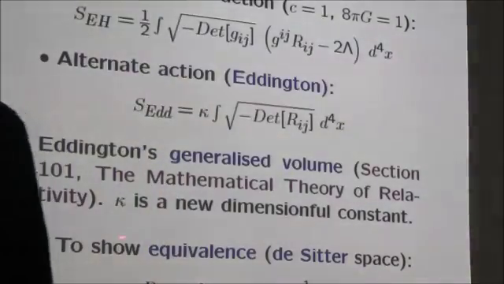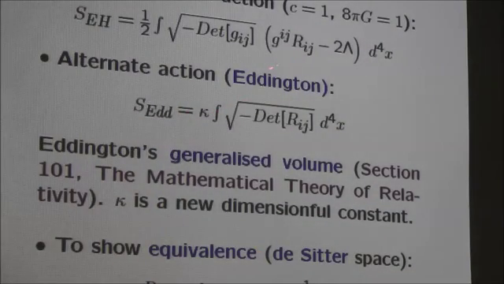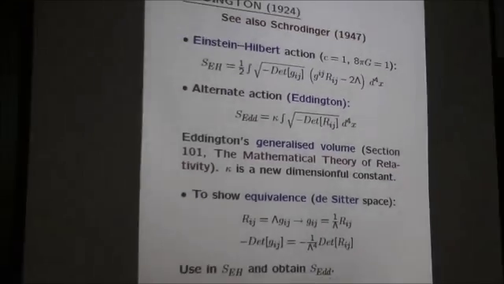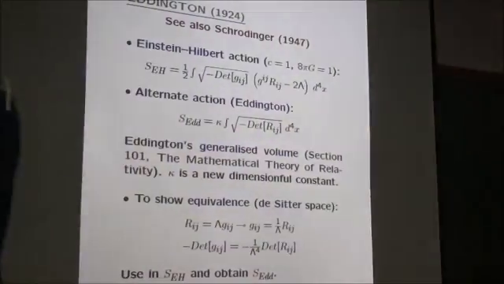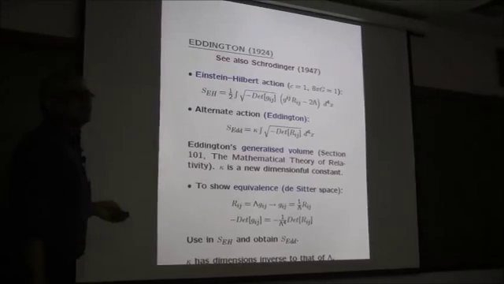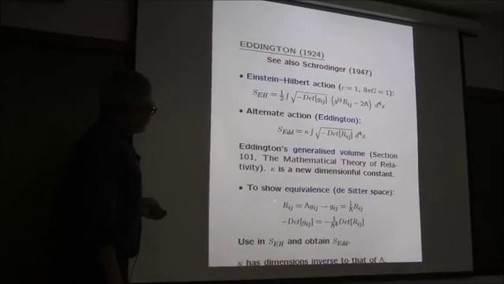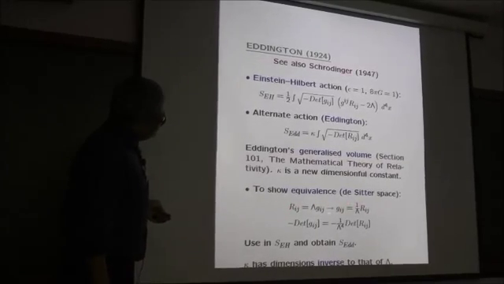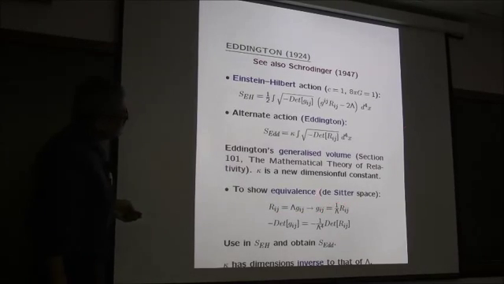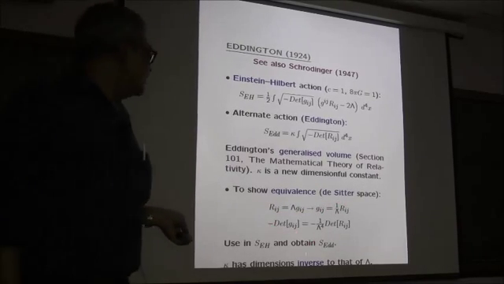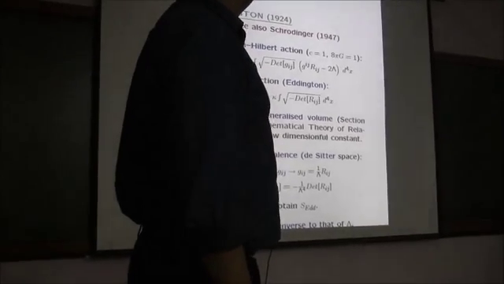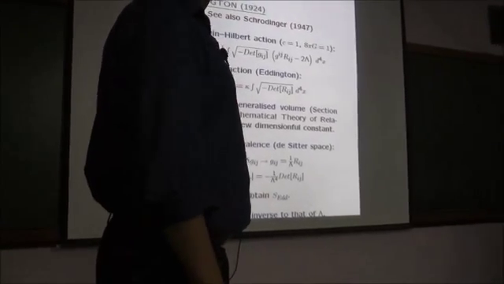Okay. So now how do you show equivalence? Once you write it down, you will realize that if you want to show equivalence, you can do it only in something that we have been discussing since morning, that is de Sitter space. So once again, this talk also has a connection with de Sitter space. So what you do is you take this equation, Rij equal to lambda Gij, you invert it. You calculate the determinant, plug it in over here, and you will get this action. You can get a relation between these two actions for de Sitter space and not for anything else.